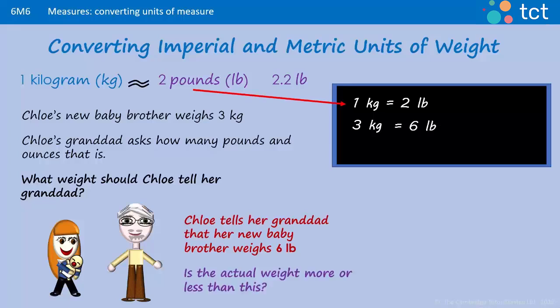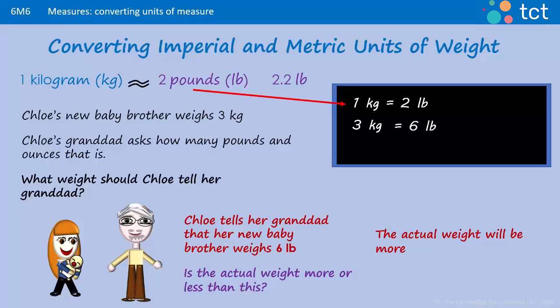Is the actual weight of the baby more or less than this? One of the problems with having a simple conversion is that the bigger the amount, the more is lost or gained when you get to your estimation. Sometimes it's better to use a more accurate conversion. If it's nearer to 2.2 pounds in each kilogram, the actual weight of the baby will be more, and that could make quite a difference.